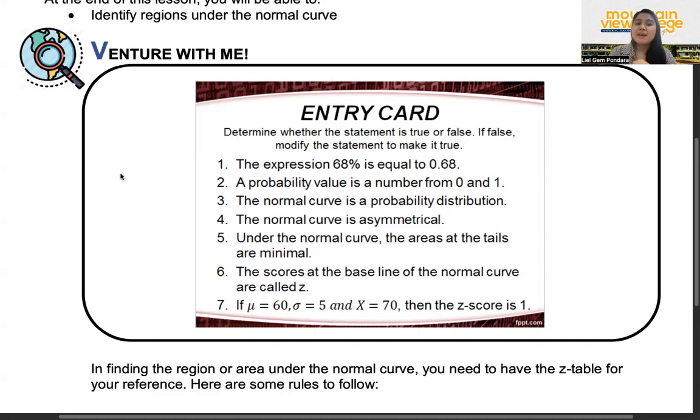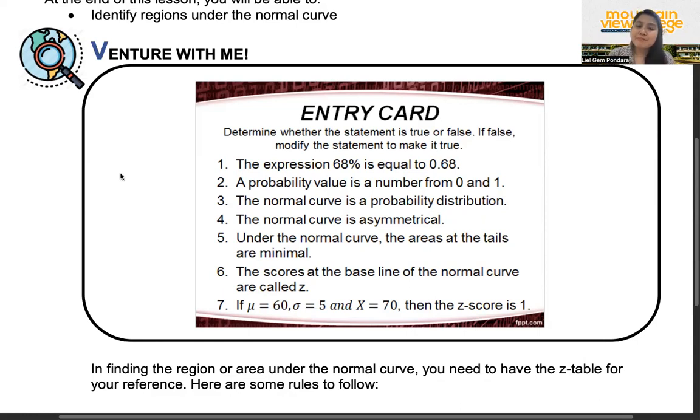Number 6, the scores at the baseline of the normal curve are called Z. Very good. I've seen here Alve, Kiara, and Jana. Yes, it's true. The ones at the bottom, the 0, 1, 2, 3, and the -1, -2, -3, these are called Z, or we say Z scores.